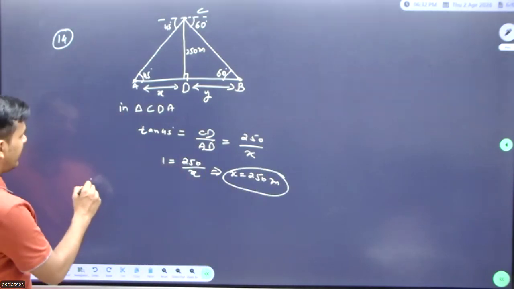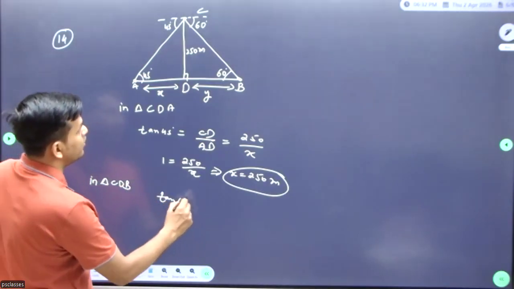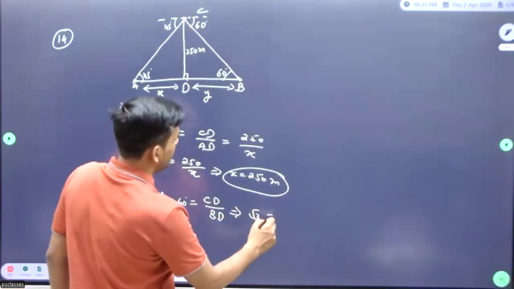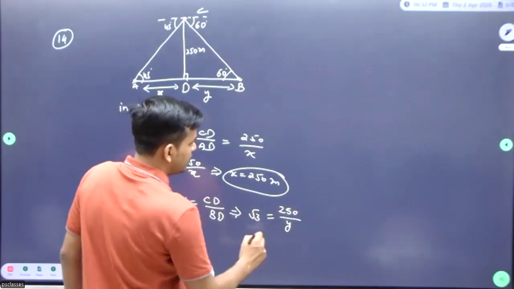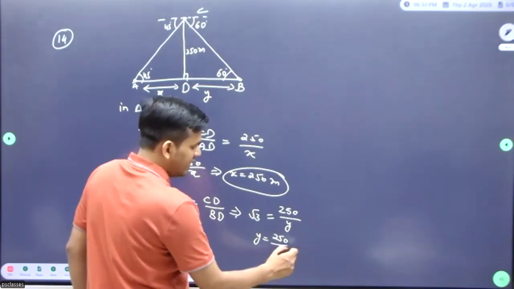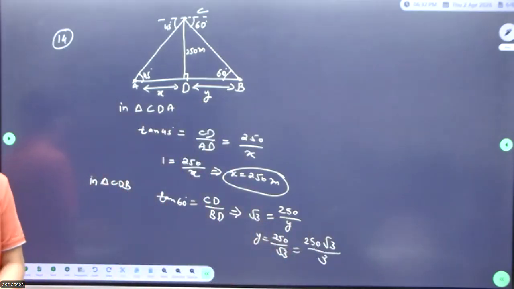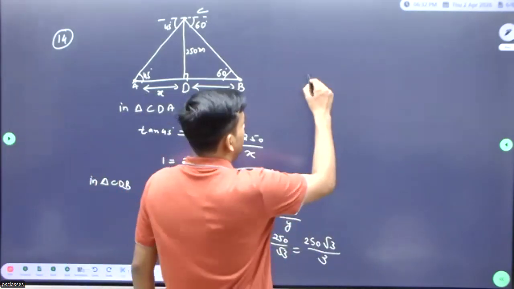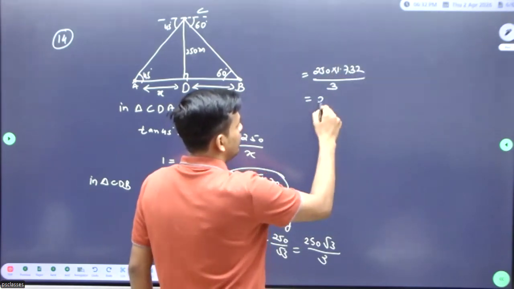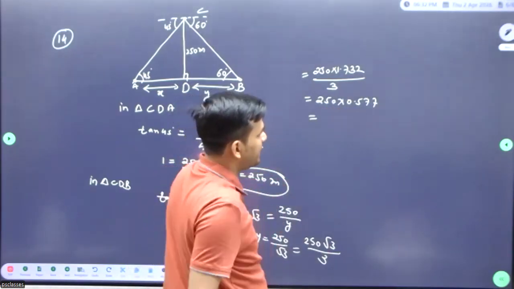And then in another triangle CDB, apply tan theta. So tan 60 degree is equal to CD upon BD. That will give you root 3 is equal to 250 upon y. So y is equal to 250 by root 3. This means 250 root 3 by 3 after rationalization. So 250 into 1.732 upon 3. So 250 into 0.577. Multiply.